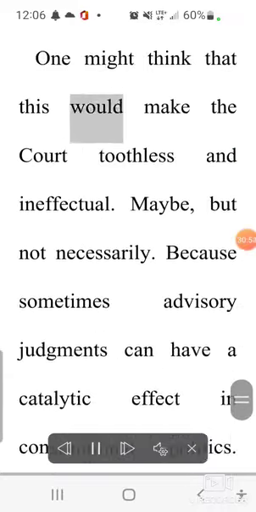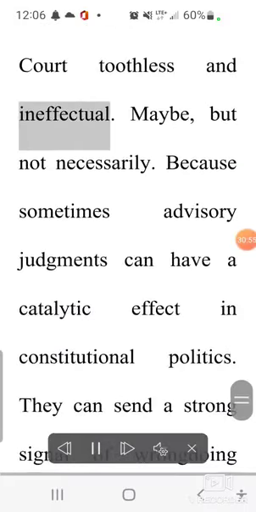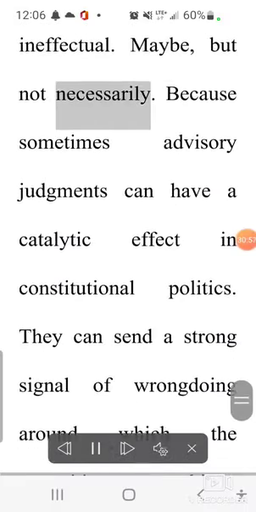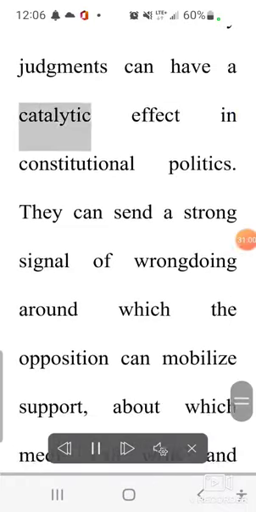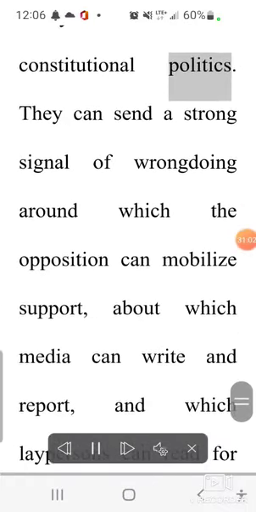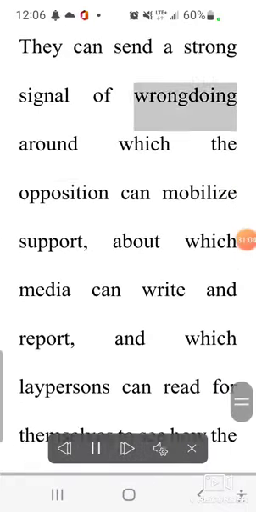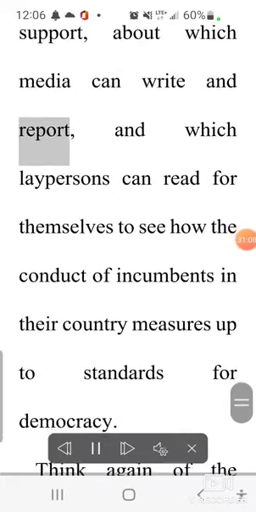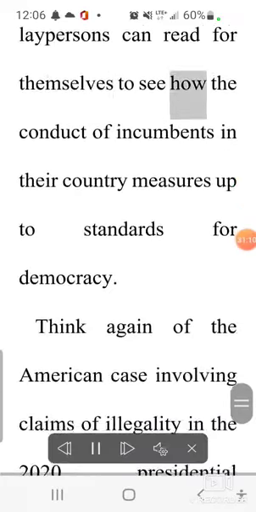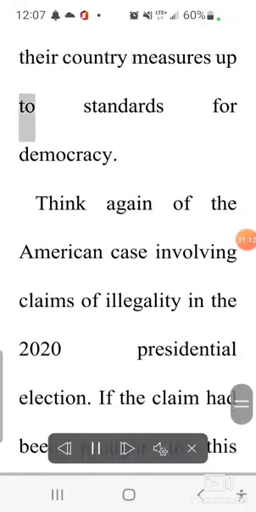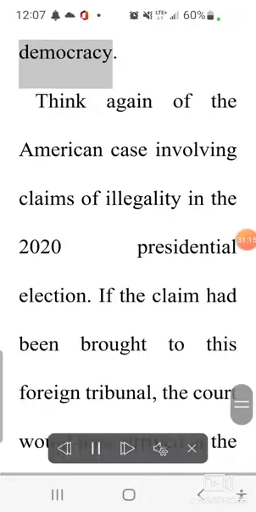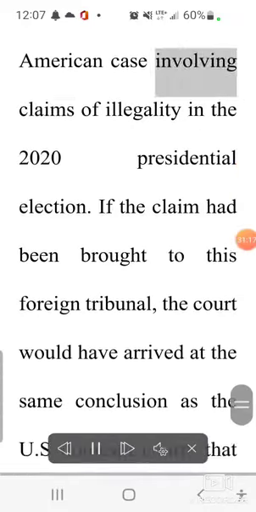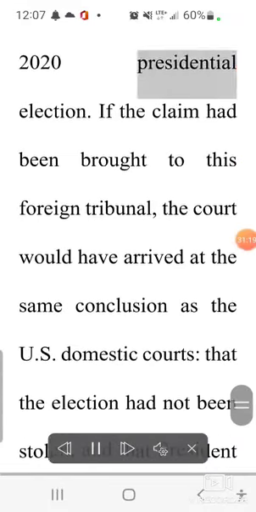One might think that this would make the court toothless and ineffectual. Maybe, but not necessarily. Because sometimes advisory judgments can have a catalytic effect in constitutional politics. They can send a strong signal of wrongdoing around which the opposition can mobilize support, about which media can write and report, and which laypersons can read for themselves to see how the conduct of incumbents in their country measures up to standards for democracy. Think again of the American case involving claims of illegality in the 2020 presidential election.